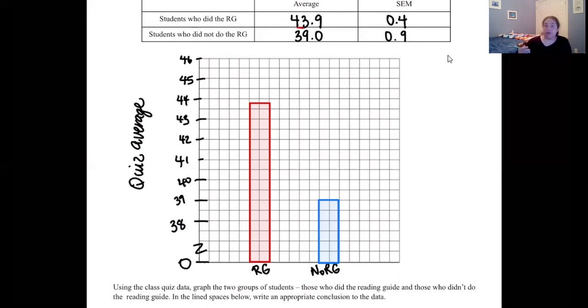And to add your SEM bars, you need to figure out how tall and how far down those SEM bars are going to be. To do that, you take your average and you add to get the top of your SEM bar, and then you subtract to get the bottom of that SEM bar. So from 43.9, I'm going to add 0.4, 43.9 plus 0.4 gets me to 44.3. And now I'm going to add that to this SEM bar. So 44.3 is probably somewhere, I would say about right here.